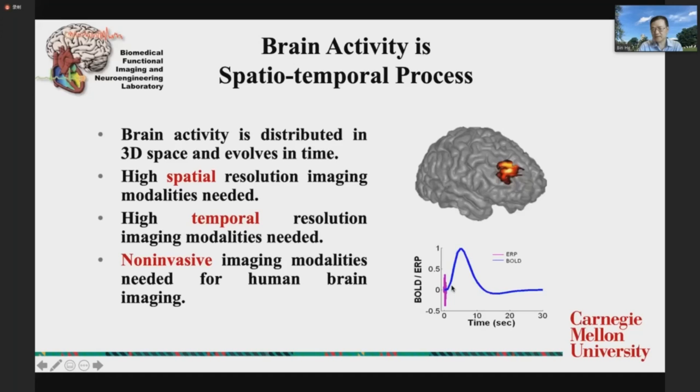So functional MRI, while it gives a very precise spatial localization of brain activation, does not provide sufficiently high temporal resolution. And this purple color shows the EEG signal, or any kind of electrophysiological signal, which is going to give high temporal resolution. But on the other hand, EEG, particularly scalp EEG or scalp MEG, does not provide high enough spatial resolution unless we do something.